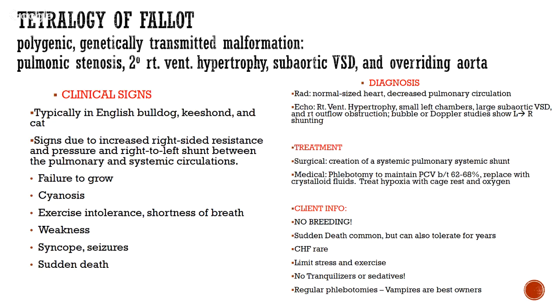Generally, these are pretty young animals. We could do surgical treatment. We can create a pulmonary systemic shunt. Medically, we can do phlebotomy, which is drawing blood, and we do that to maintain a packed cell volume between 62% and 68%. The problem with this malformation is it actually increases the red blood cells just because of the feedback mechanism. And so when it increases the red blood cells, it's actually decreasing the relative oxygen needed for these red blood cells, but it's increasing the clotting effect.